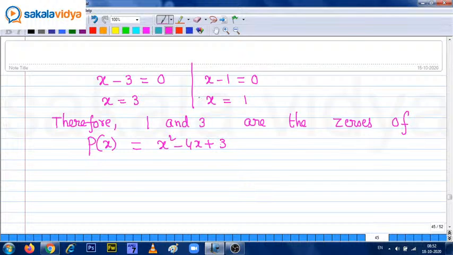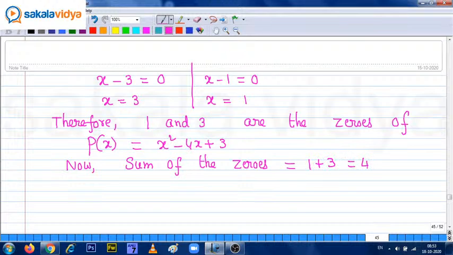Mokshit Reddy, absolutely correct. Next, go for the verification part. Now let us find the sum of the zeros. The sum of the zeros means 1 plus 3, which equals 4. But we need to relate the coefficient of x to the coefficient of x square. For our convenience, this 4 can be written as minus of minus 4, and in the denominator we can write 1. Minus 4 is the coefficient of x and 1 is the coefficient of x square.